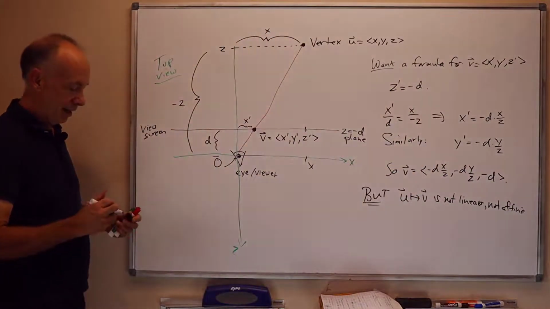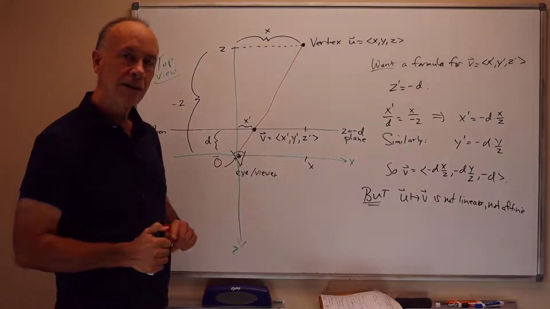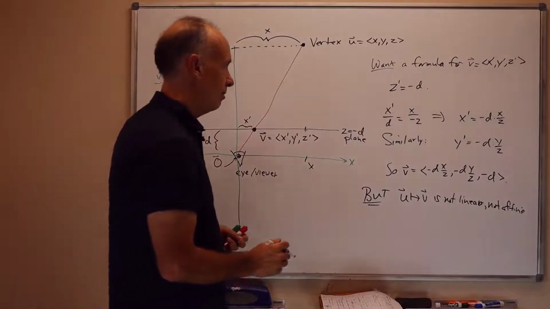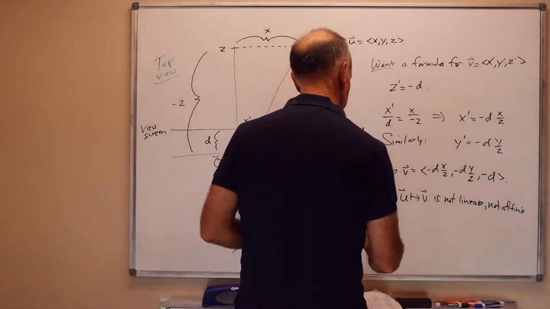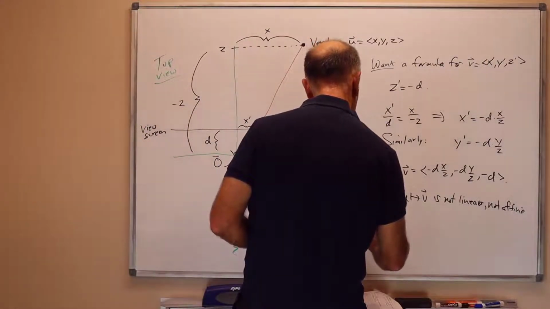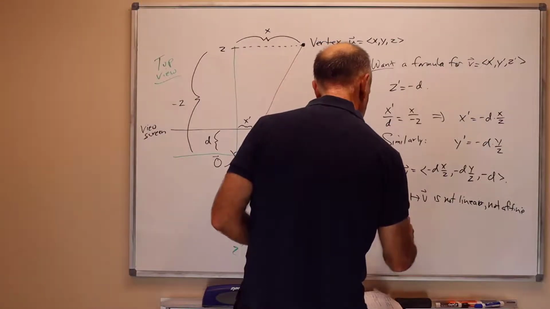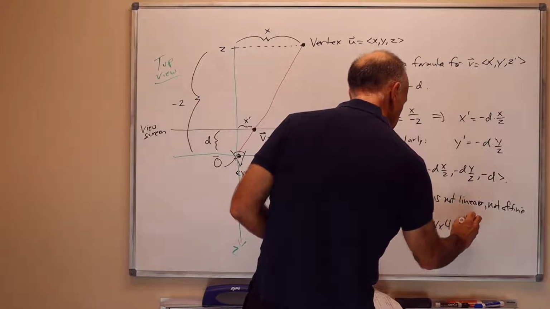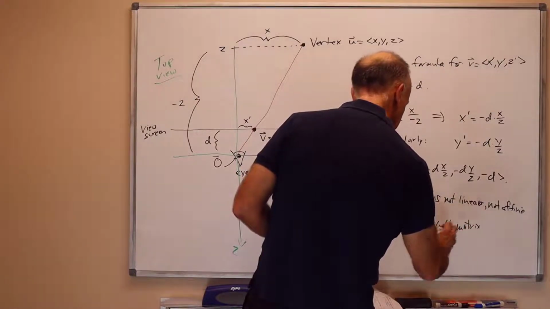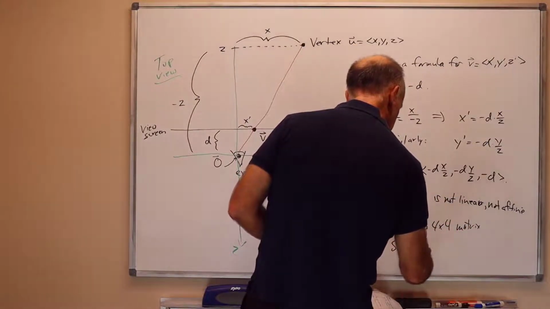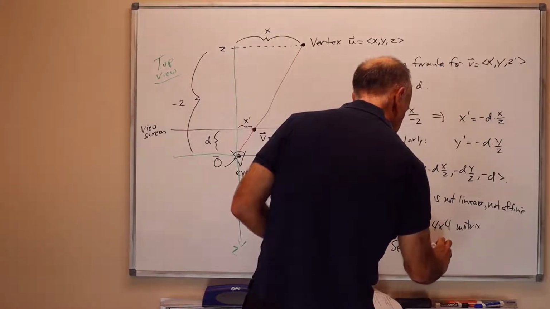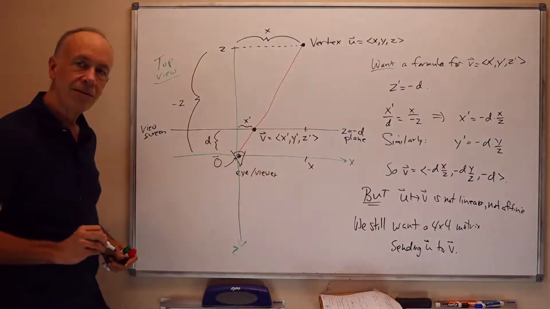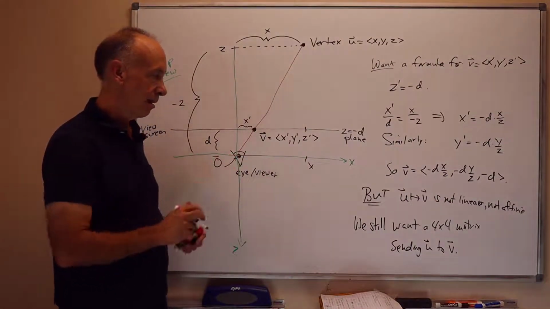So we need some way to take care of this because we want to have still a 4x4 matrix representing the mapping from u to v. So we still want a 4x4 matrix sending u to v. So we'll see how to do this in the next board.